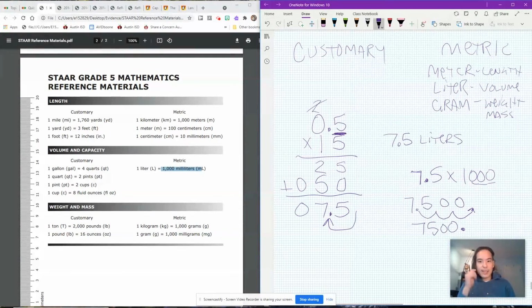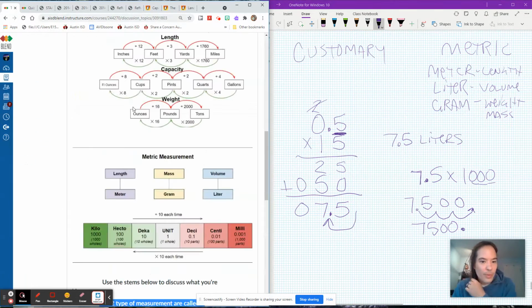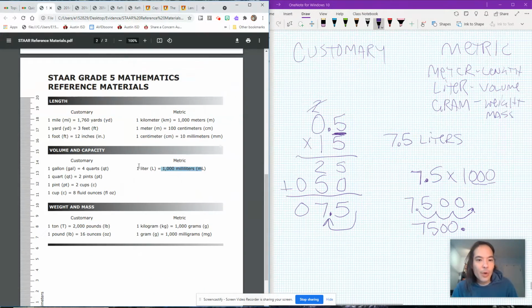So now we're looking at 7,500. All right. So when we're looking at this, if we are trying to figure out, you're going from liters to milliliters. That's 1,000 parts of the whole. So, and then if we're looking at our star cheat sheet, 1 liter equals 1,000 milliliters.